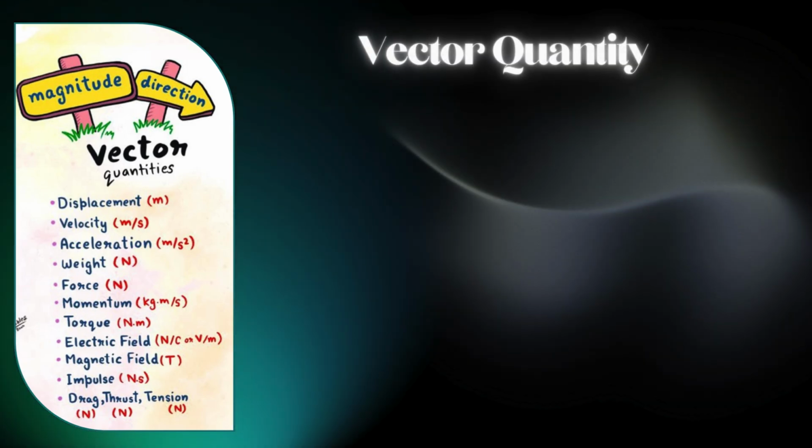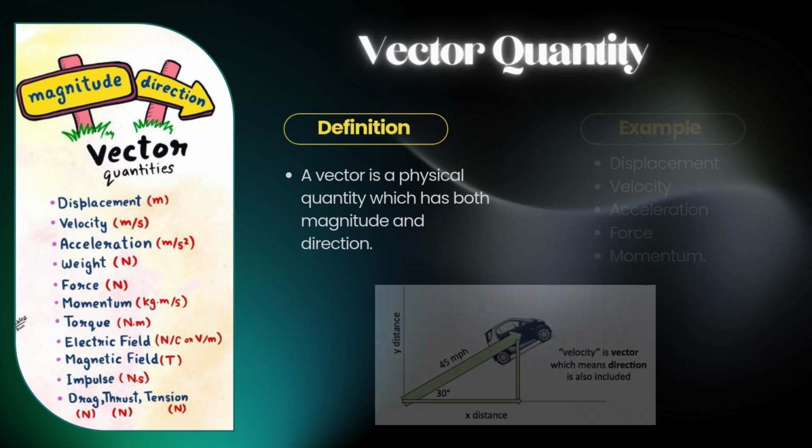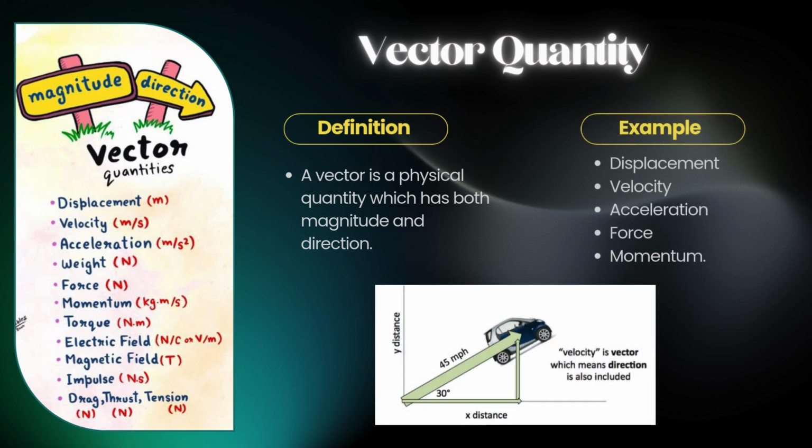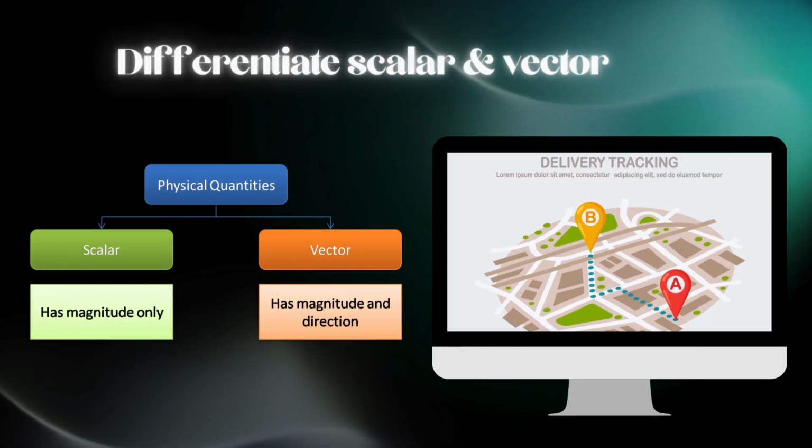Vector quantity. A vector is a physical quantity which has both magnitude and direction. Examples: displacement, velocity, acceleration, force, and momentum. This slide shows the differentiation between scalar and vector quantity. Remember, if it's just a number, it is a scalar quantity. But if it has a number and direction, it's a vector.